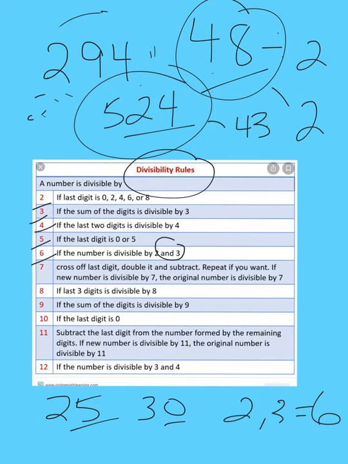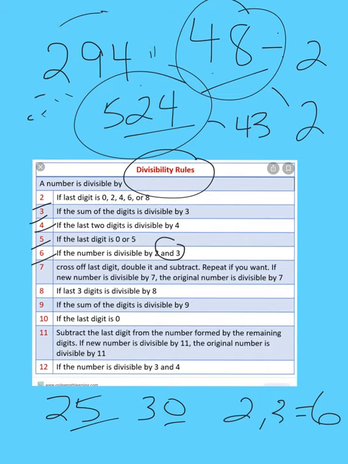10 is very similar to 5. If it ends in a 0, it can be divided by 10. And 11, subtract the last digit from the number formed by the remaining digits. And then if the new number is divisible by 11, the original number is divisible by 11. So again, we don't really use that one too much. I find that most of the time we're looking at the divisibility rules between 2 and 6.